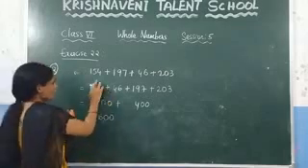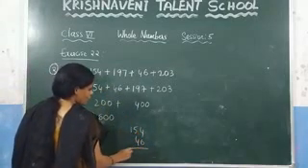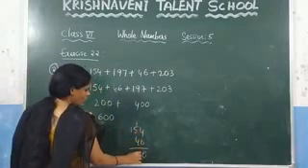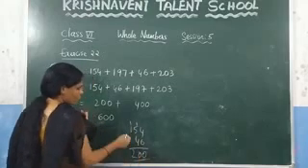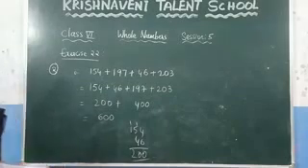Now if you want to add by the normal addition, you can add it. What will you get here? 6 plus 4, 10. 5 plus 5, 10, and 200. Like this you can solve it. Now see the third question.